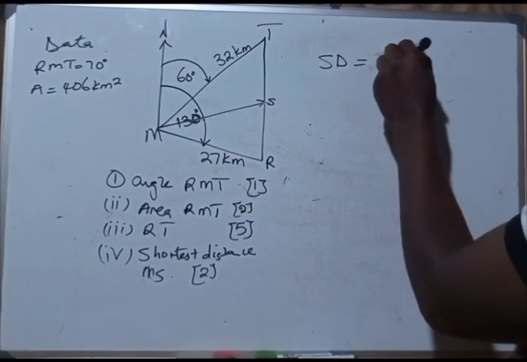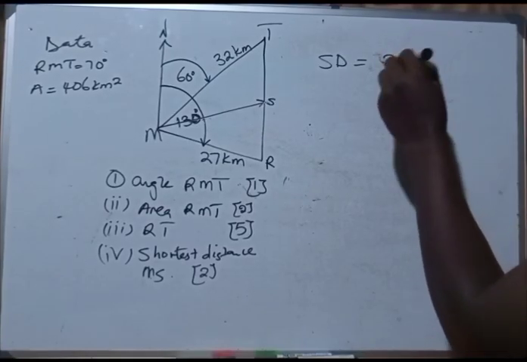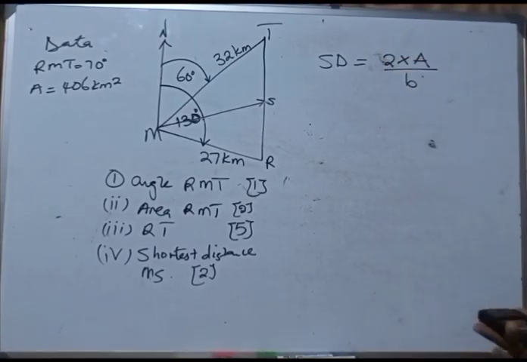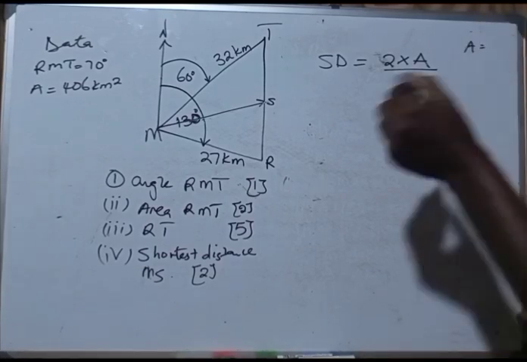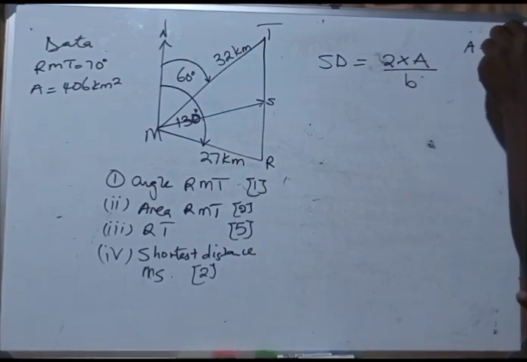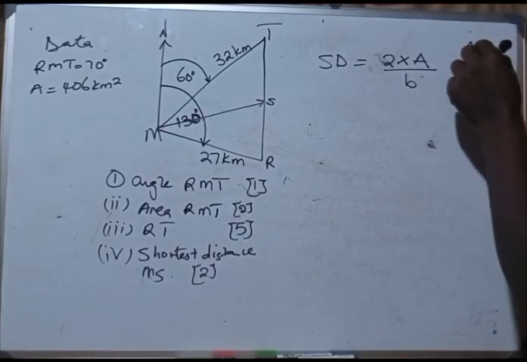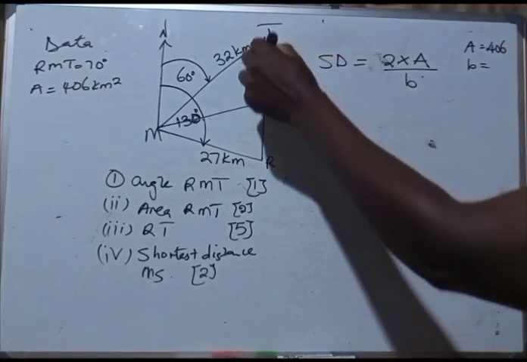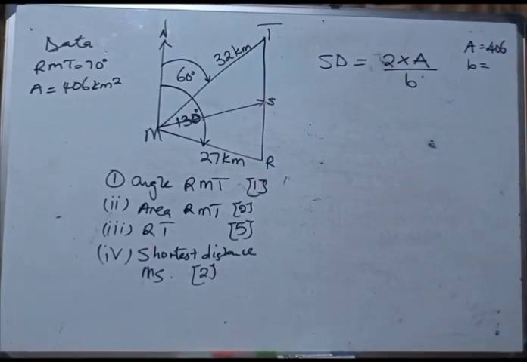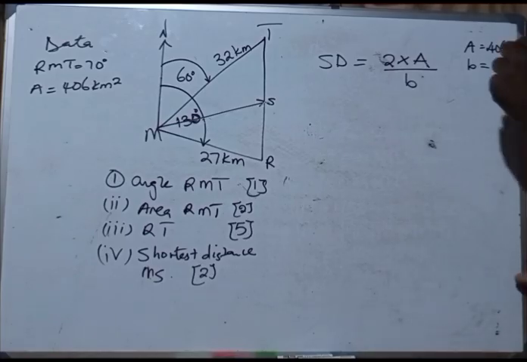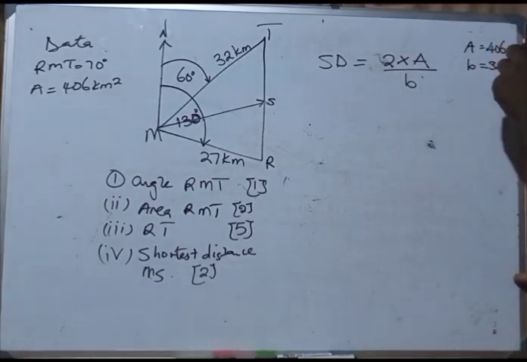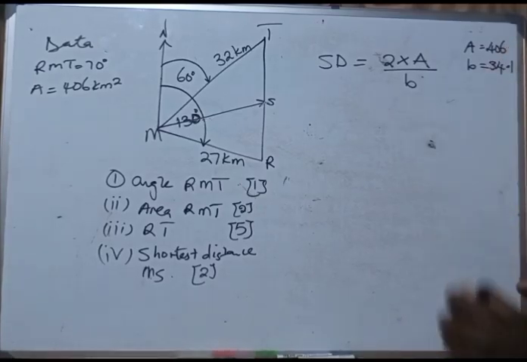Shortest distance is equal to 2 multiplied by the area you got, then divided by B. What is our A? Remember, our A is the area we got, which is 406 kilometers squared. What will be our B? Our B is this length here, RT, the one we just got, which is 34.1.